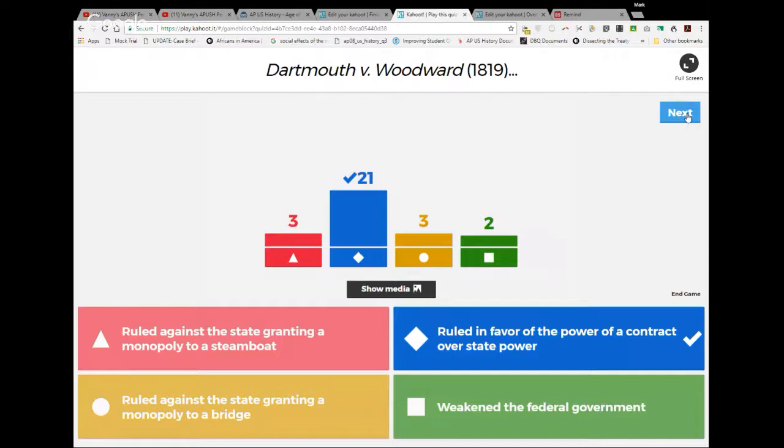Best history related ever. So Dartmouth College versus Woodward ruled the power of a contract was over state power. This goes back to the idea of the sanctity of contracts, and that in the case of Dartmouth, they'd been granted a charter back during the time of the colony, and they believed that they should not be able to have that charter anymore in the state.